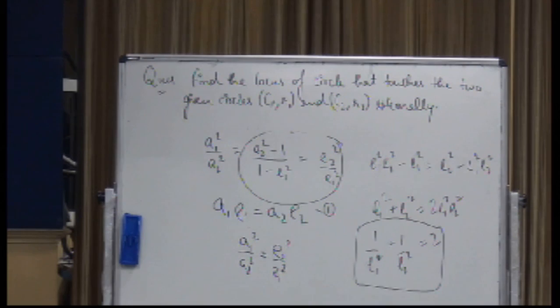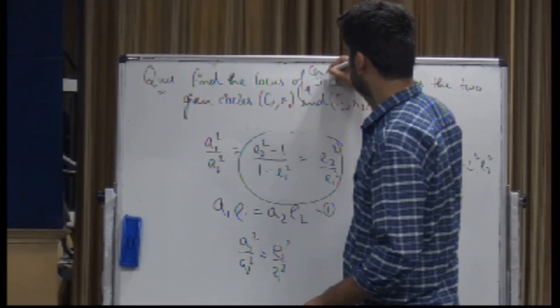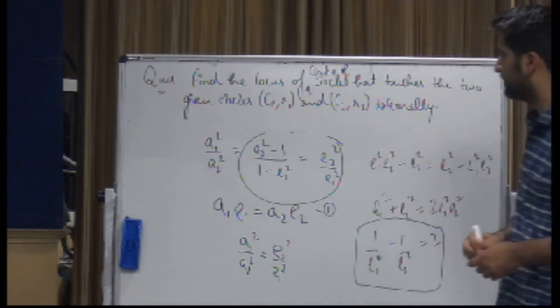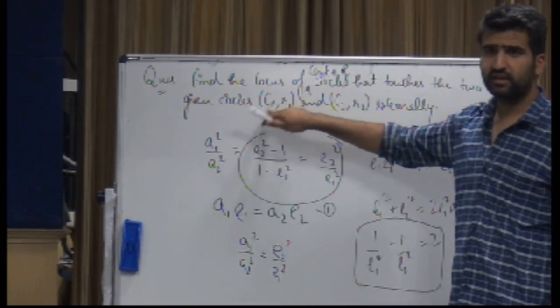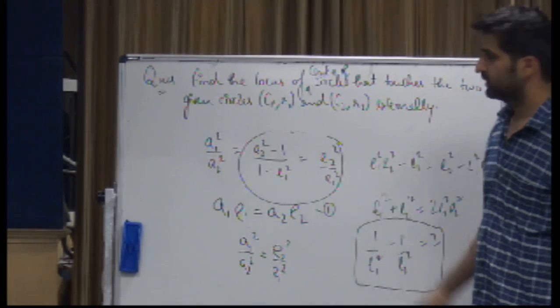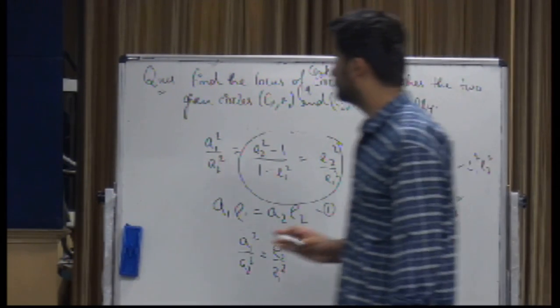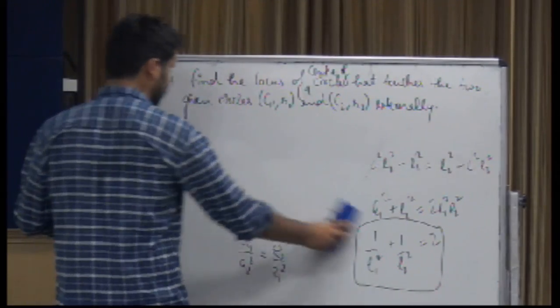So the next question is, find the locus of the center of the circle that touches the two given circles. So this is a representation of a circle with the center C1 and the radius R1. And this is having center C2 and radius R2. So you need to find the locus of the center of this circle.